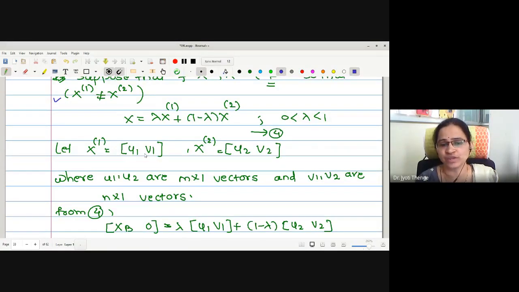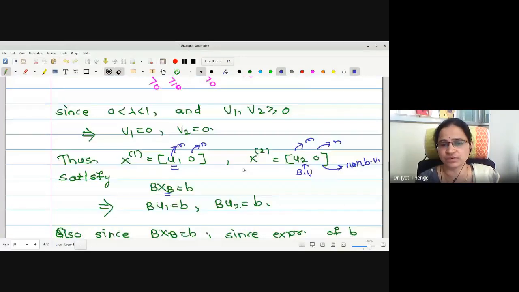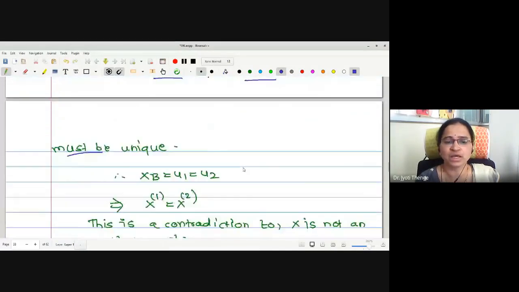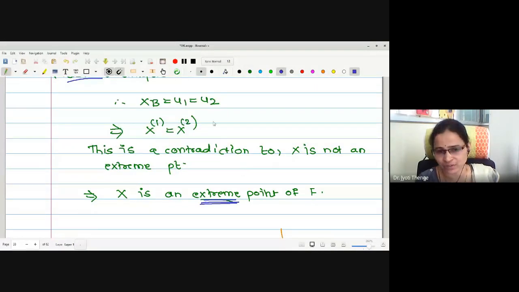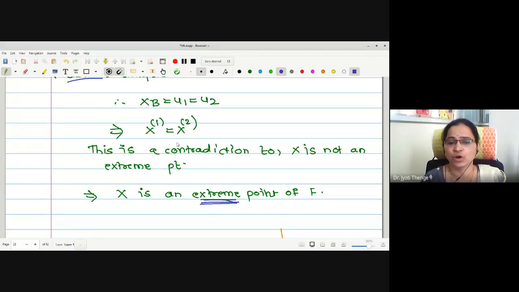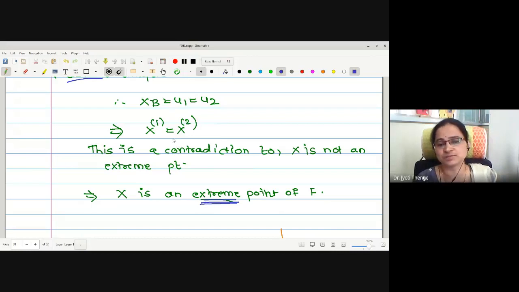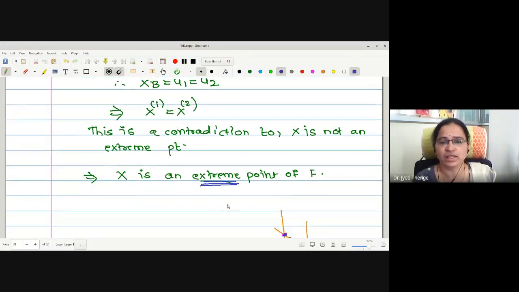Now x1 and x2 we have written as two vectors: x1 is (u1, v1), x2 is (u2, v2). Then, proceeding with the algebraic calculations, we have proved that x1 is equal to x2. If x1 is equal to x2, this is a contradiction to the assumption that x is not an extreme point. Contradiction to the contradictory assumption means this proves that x is an extreme point. So we have proved that the basic feasible solution is obtained at one of the extreme points of the given convex set.